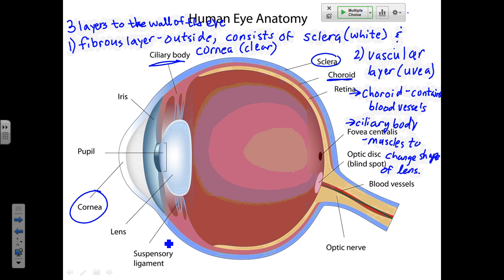And we talked about last time how that lens, if you're focusing on something far away and then you move it closer, your lens has to change its shape in order to see things that are far away or closer. And the ciliary body is what does that. So it has these muscles that will squeeze this to make it wider in the middle, or stretch it out to make it thinner in the middle. That's the ciliary body.